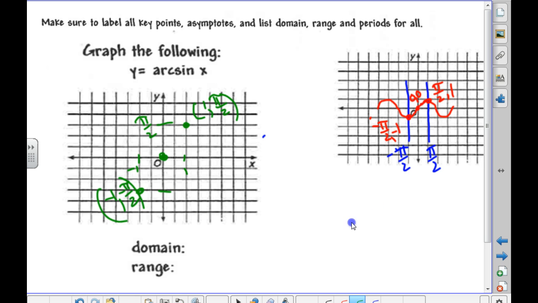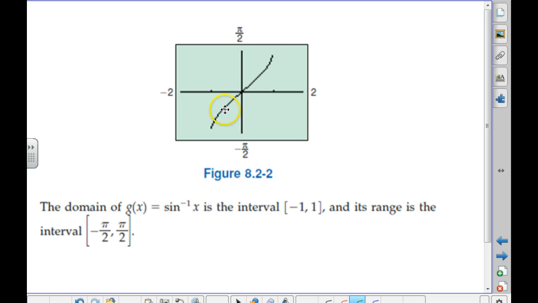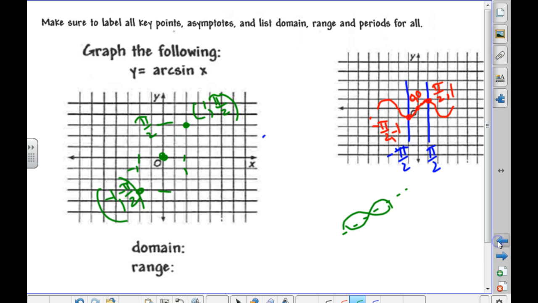All right, the sine was kind of doing this shape. Do you remember you have to flip it around the line y equals x to find the inverse? Okay, so the inverse is kind of doing this shape. This is what it looks like. Okay, if you graph it on your calculator, it's going this way.